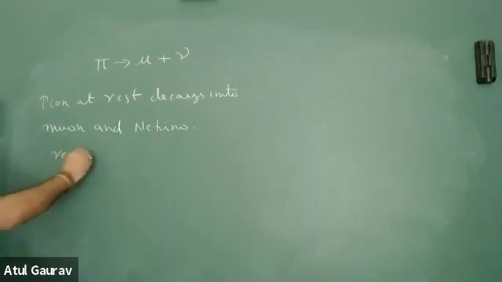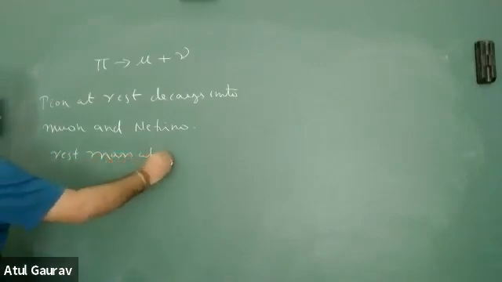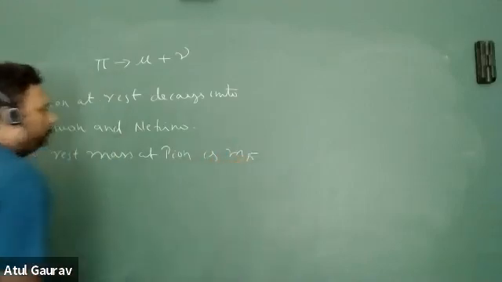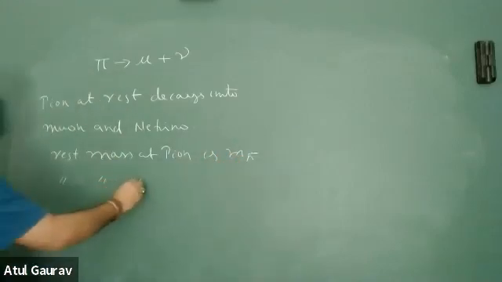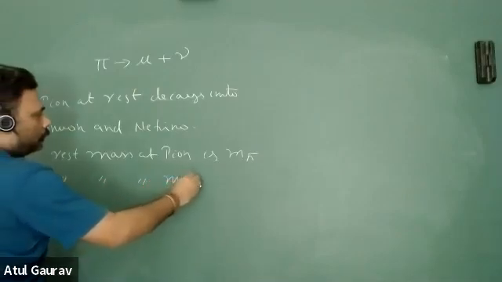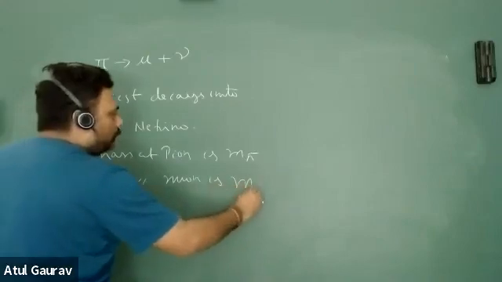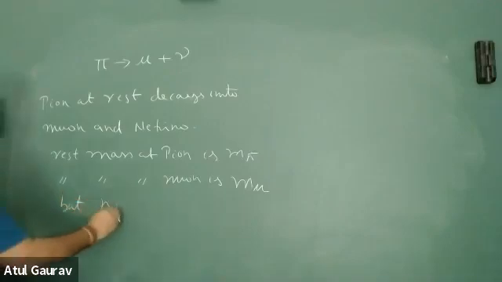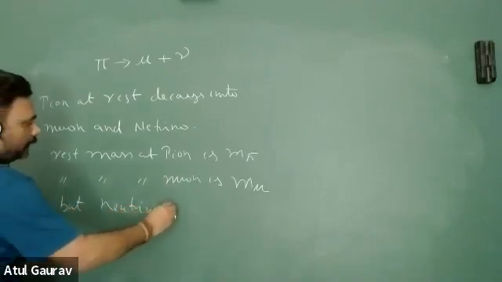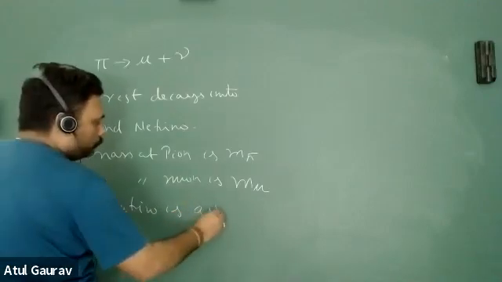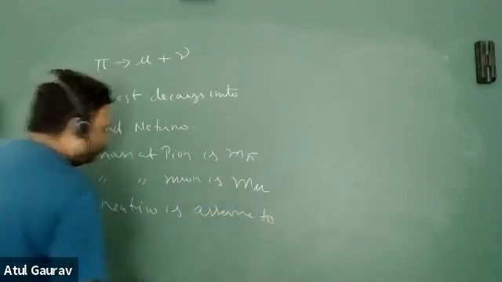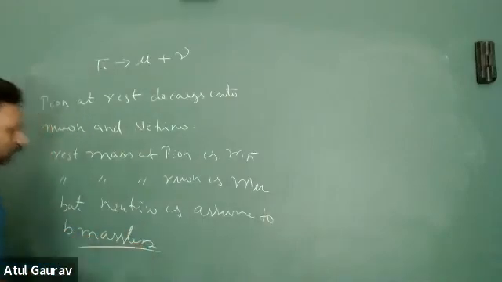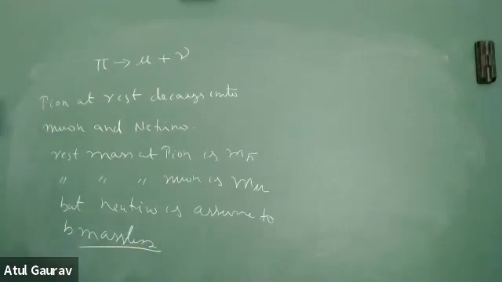Rest mass of pion is m pi. Rest mass of muon is m mu, but neutrino is assumed to be massless. Now you can see this is massless. Neutrino is assumed to be massless.